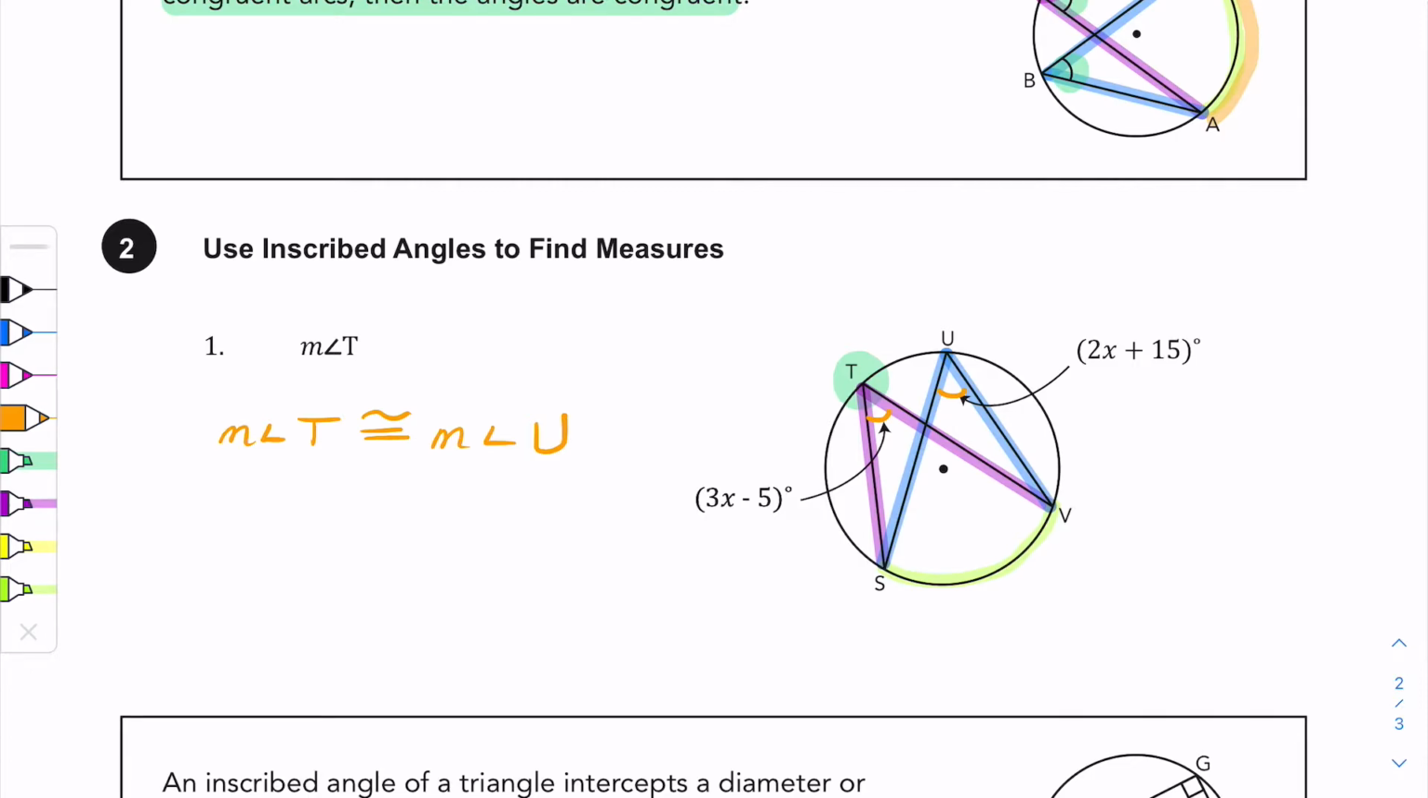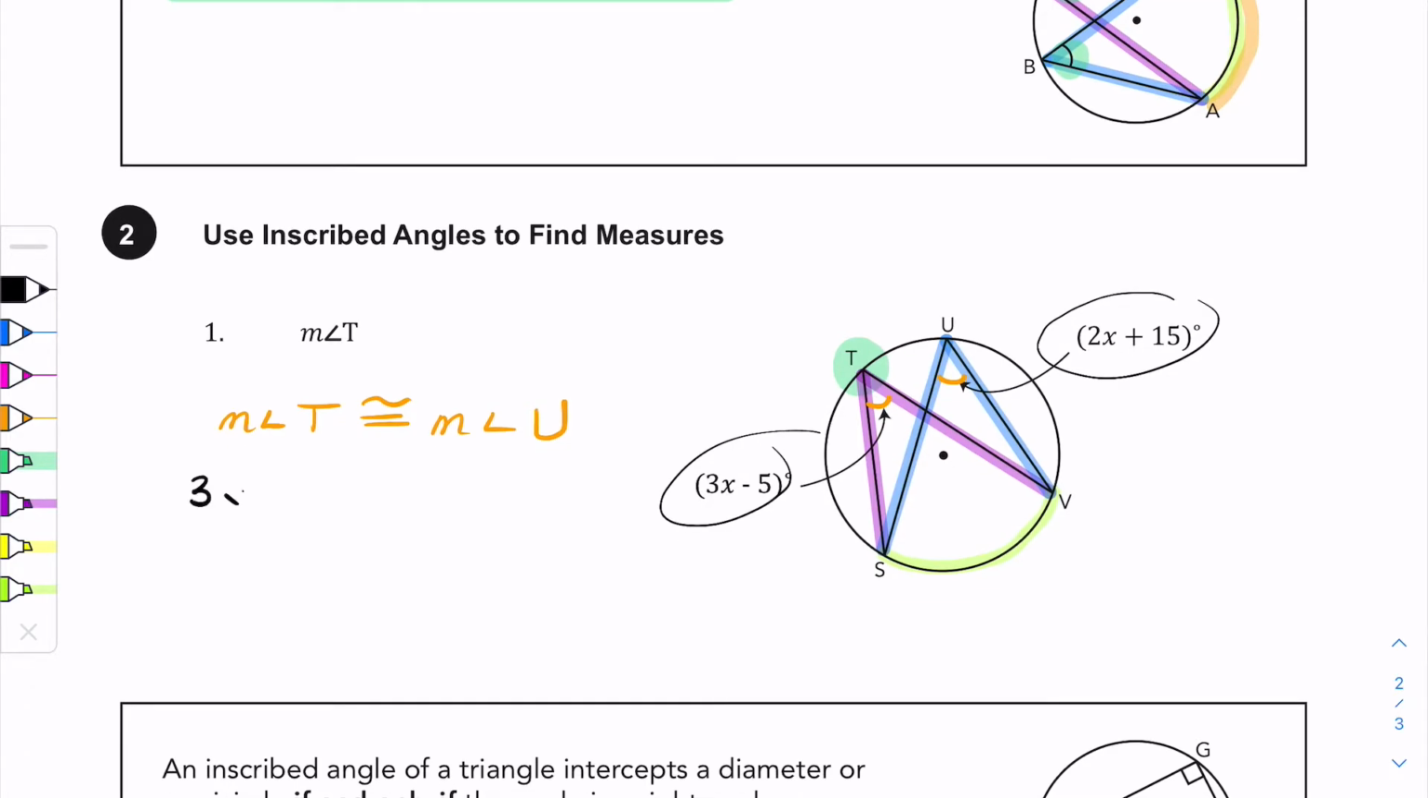So knowing that those 2 chords are congruent, I can substitute in my expressions and I can solve for x. So I can write 3x minus 5 is equal to 2x plus 15. I'm going to subtract 2x from both sides. X minus 5 is equal to 15. Add 5 to both sides, and x is equal to 20.